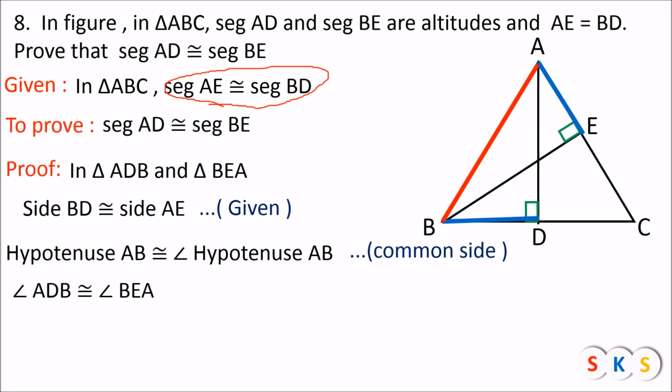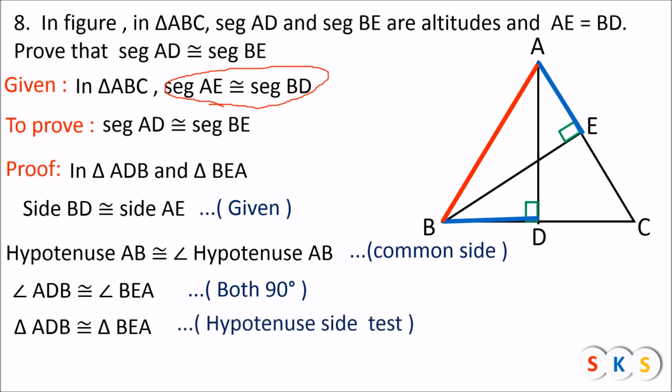Therefore triangle ADB is congruent to triangle BEA by the hypotenuse side test. And we know that if two triangles are congruent, then the remaining parts will be congruent. So the remaining part we will take here: AD congruent to BE, CS, CT.